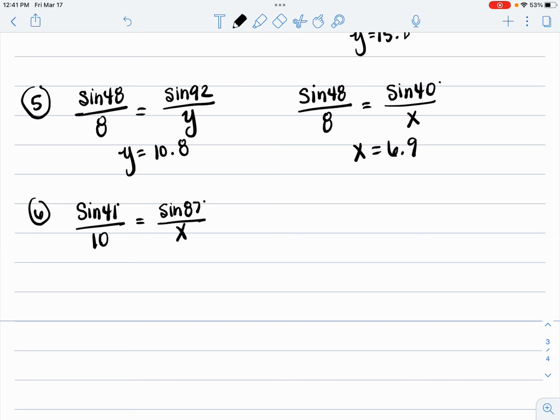And guess what? Cross multiply and divide. 10 times the sine of 87 divided by the sine of 41. I get 15.2 for that one.